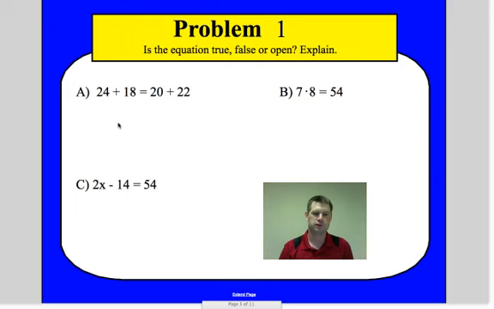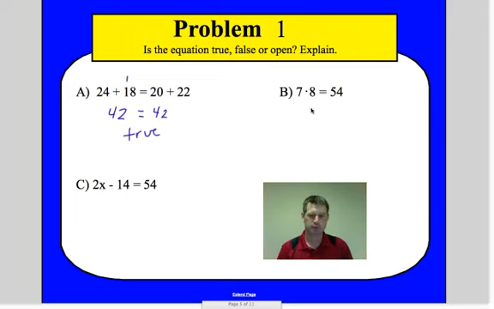So let's look at this first one, A. We're going to take 24 plus 18. When we add those together, you get 8 and 4, you get your 2, carry the 1, 2, 3, and then the 1, which would make 42. So when you add those together, you get 42. And then 20 plus 22, you get your 42. So does 42 equal 42? Yes, it does. That's true.